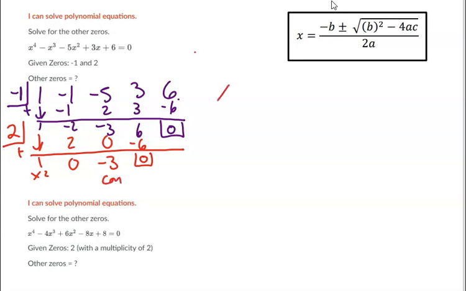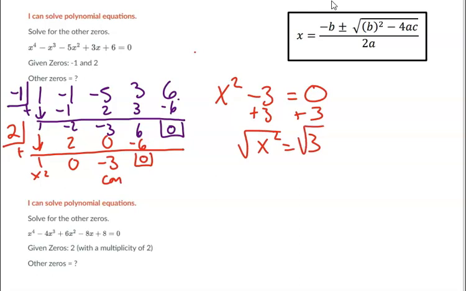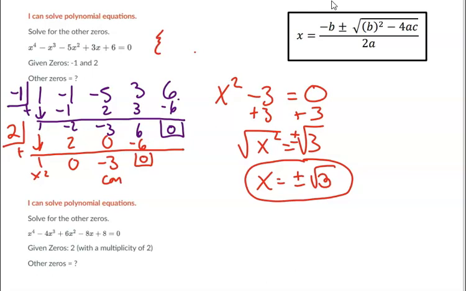So we have 1x squared minus 3 equals 0. From there, we're going to add 3 to each side. X squared equals 3. Take the square root. It's going to be a plus or a minus. So x equals plus or minus the square root of 3. So our answers are negative 1, 2, plus or minus the square root of 3.